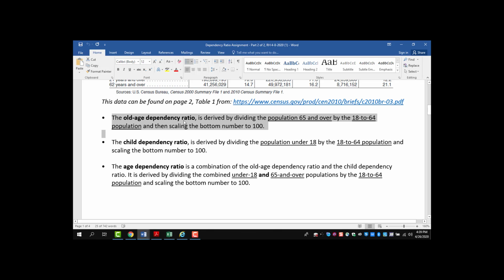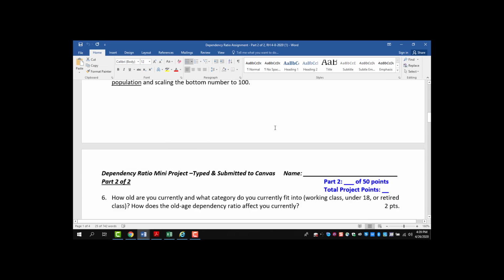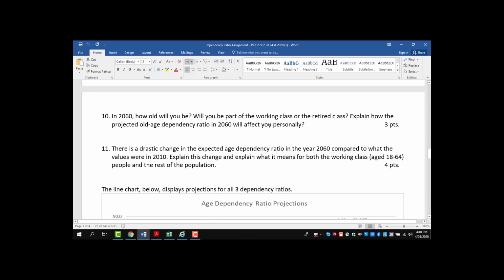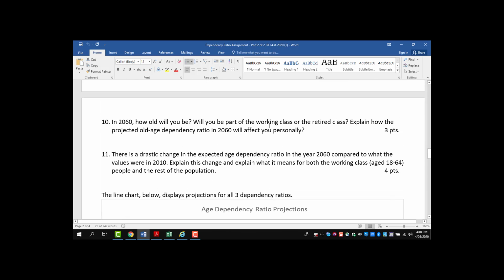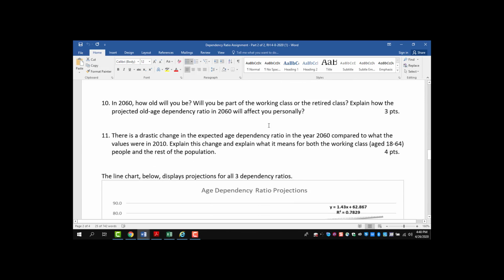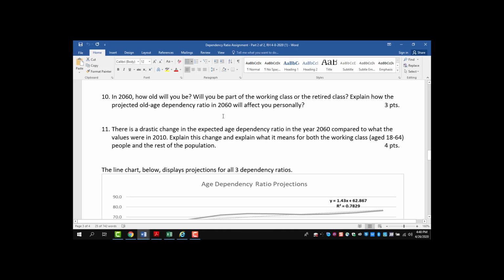Old age requires resources. So this keeps getting higher and higher. It's going to require more and more resources, including taxes, right? So I don't know how it affects you. You know how old you're going to be.